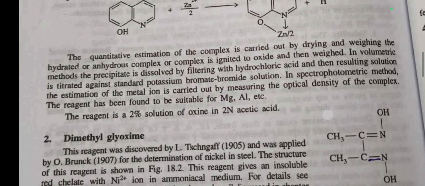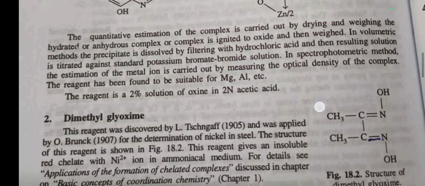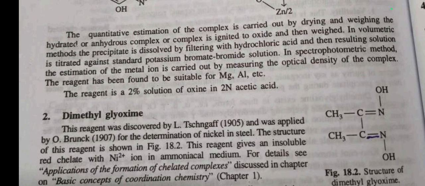The quantitative estimation of the complex is carried out by drying and weighing the hydrated or anhydrous complex, or the complex is ignited to oxide and then weighed. In volumetric methods, the precipitate is dissolved by heating with hydrochloric acid and the resulting solution is titrated against standard potassium bromate solution. In the spectrophotometric method, the estimation of the metal ion is carried out by measuring the optical density of the complex. The reagent has been found to be suitable for Mg and Al, etc. The reagent is a 2% solution of oxine in 2N acetic acid.